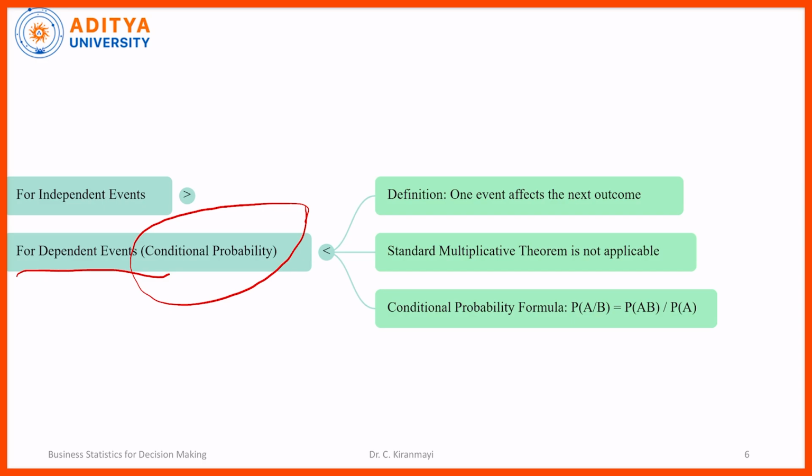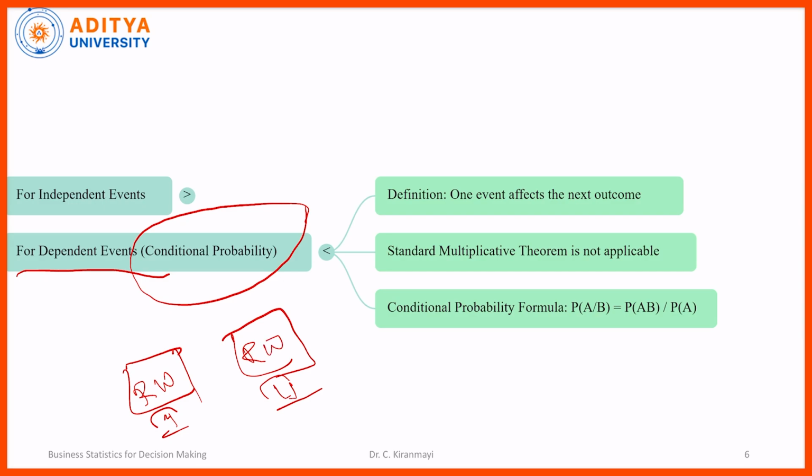Say for example, there are two boxes, box 1 and box 2, containing two different color balls, red and white. For example, the first box contains 1 red and 3 white. The second box contains 3 red and 2 white balls. If I want to select a white ball, the probability of getting a white ball is directly dependent upon the selection of the box, because both the boxes do not have the same number of white balls.